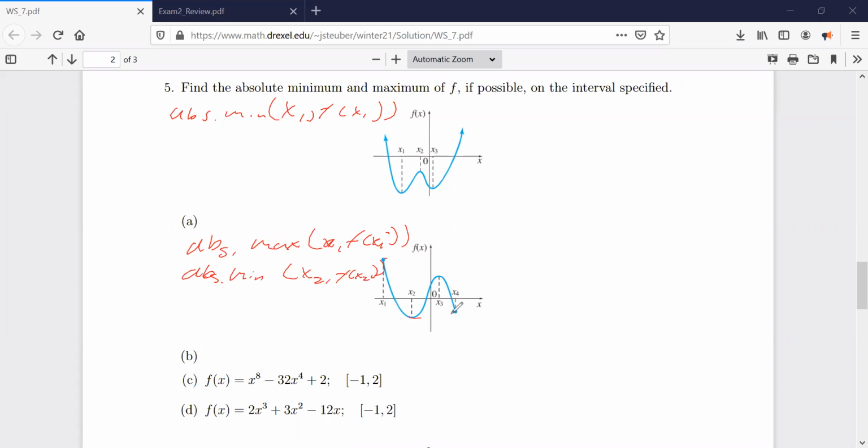Because that is lower than your other local min, which is x4.